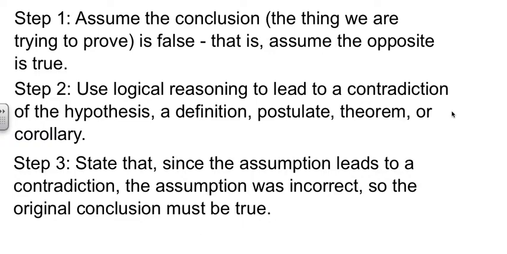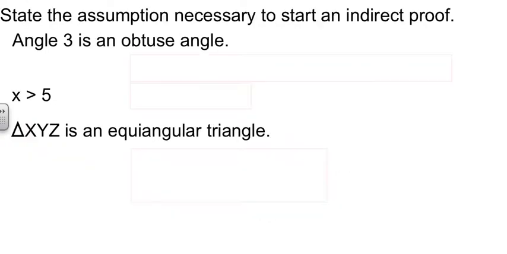And then finally, once you've gotten your contradiction, then you say that since the assumption was incorrect, the original conclusion has to be true. Okay. Like I said, you're trying to prove that something cannot be false. And if it can't be false, that means it has to be true. Weird, wacky stuff, I know. Fortunately, we don't have to do too many of them. So they're going to start us off with some relatively easy ones.